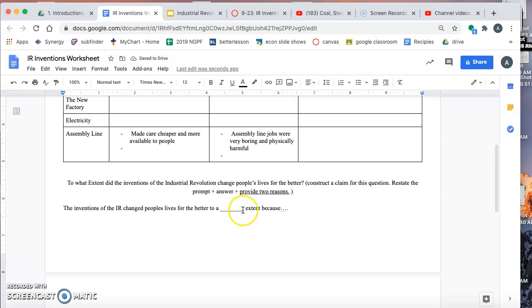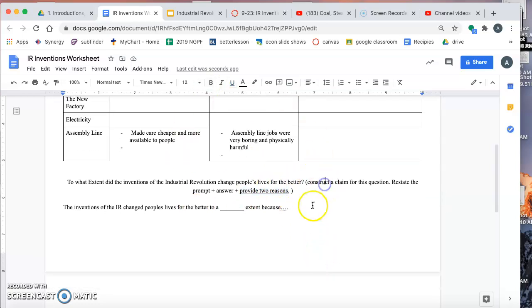If you put to a large extent, that means you think that they change people's lives for the better a lot. If you put a moderate extent, that means that you think that it changed people's lives for the better, kind of, but there were also some negatives that came along with it, and you're going to want to explain that in your reasons. If you choose to a small extent, that means that you don't think the inventions really changed people's lives for the better and they were more so negative. There is no right or wrong answer as long as you restate the prompt, answer, and provide 2 logical reasons. I mean, a wrong answer would be like you just making stuff up, right? So as long as they are founded in the evidence and your critical thinking, then that's what I'm looking for. Once you're done with this worksheet, you'll just go ahead and submit it.